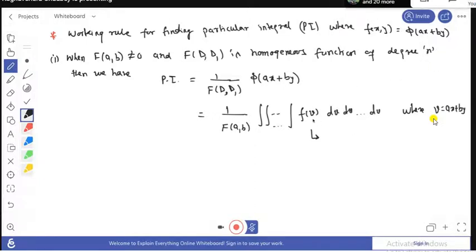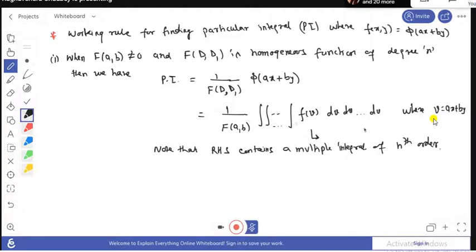Note that the right hand side contains a multiple integral of nth order. This is due to the nth order homogeneous equation. That's why there are n multiple integrals there.